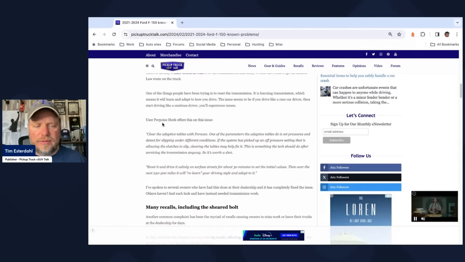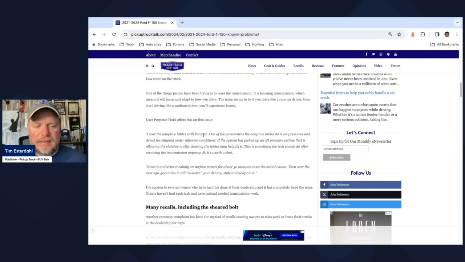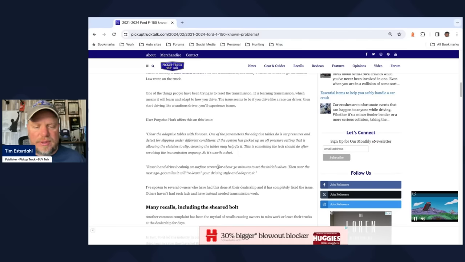One of the forum users says to clear the adapted tables with a FORScan. That is the learning transmission. You can clear those tables, and if you change some of that stuff in the system through the dealership, it seems like it works pretty well. So if you reset it and drive calmly on surface streets for about 30 minutes, set the initial values, which is that software, then over the next 250 to 500 miles, it will relearn your driving style and adapt to it. I've had numerous people reach out to me and I've said, go to the dealership, get it reflashed, and they've done it and it's fixed the issue.